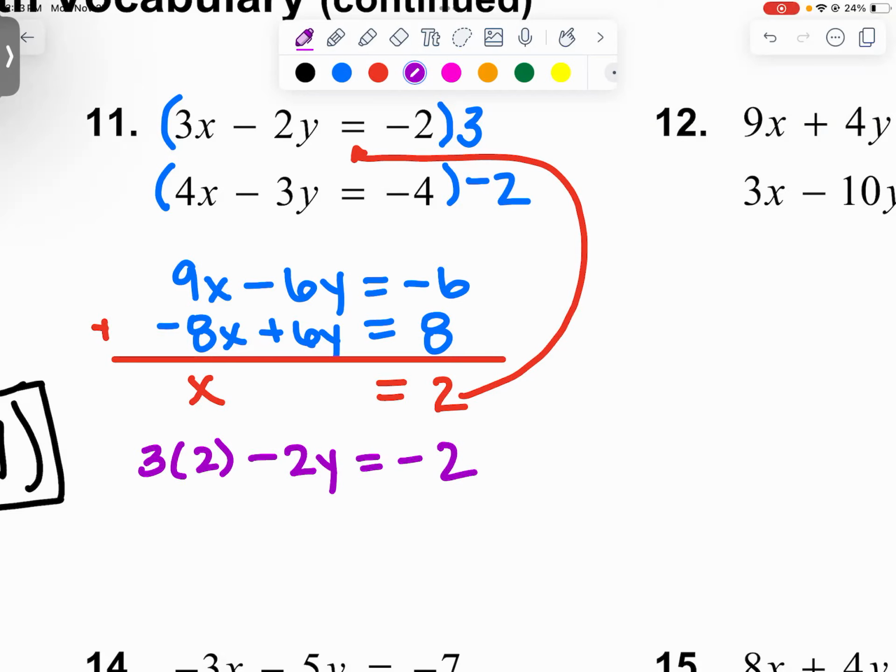Okay, so we have -2y equals -8, so y equals 4. So 2, 4.